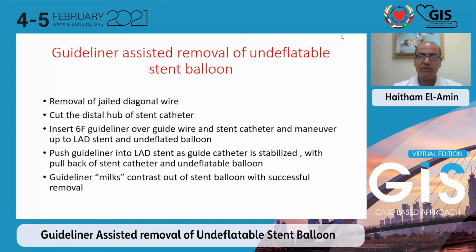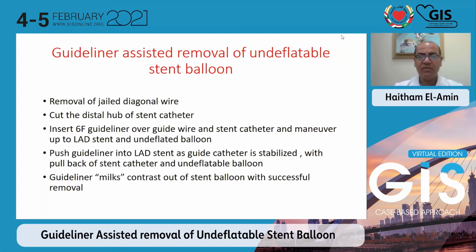And then we thought of using a guideliner. So a guideliner assisted removal of this undeflatable stent balloon. So what we did was, because we were going to insert the guideliner, we had to remove the second wire, which was a jail diagonal wire. We then cut the distal hub of the stent catheter.